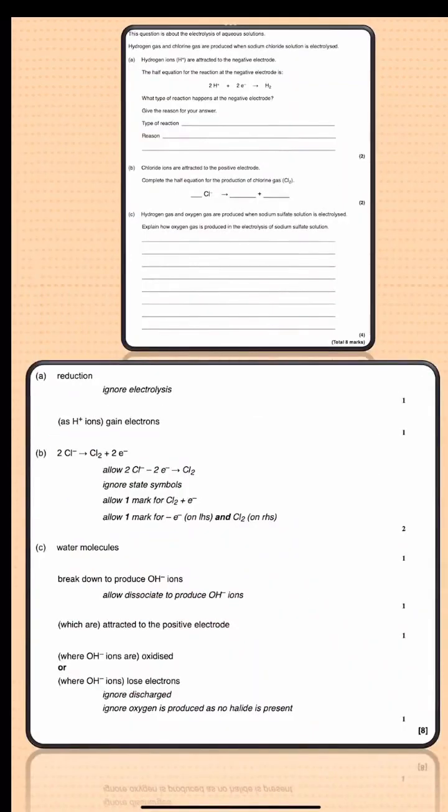So let's look at the mark scheme here. First one, we said reduction, yes, because electrons are gained. This was fine as well. Now let's look at the last question. We mentioned water molecules, yes, they get broken down to form OH minus, yes. We mentioned H plus as well, that doesn't matter, that'll just get ignored. These OH minus ions are attracted to the positive electrode. We said anode. Yes, that's the positive electrode. That's fine. And there, oxidation happens, so we mentioned that it loses electrons.